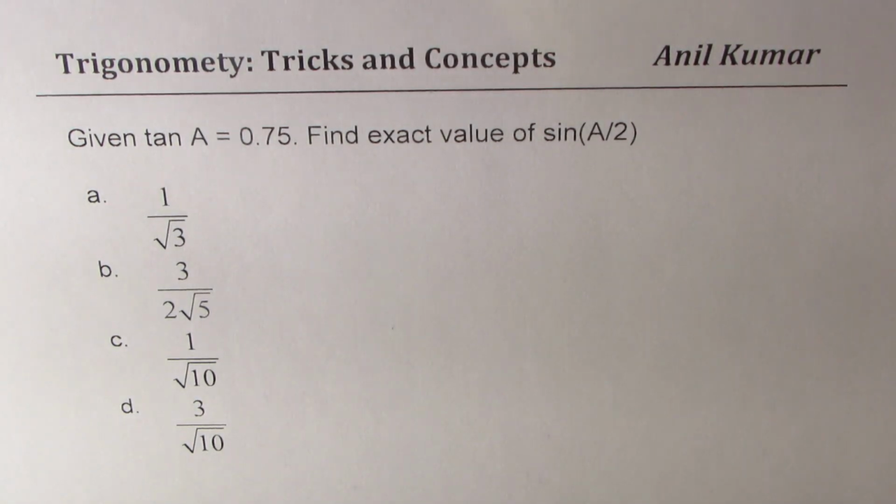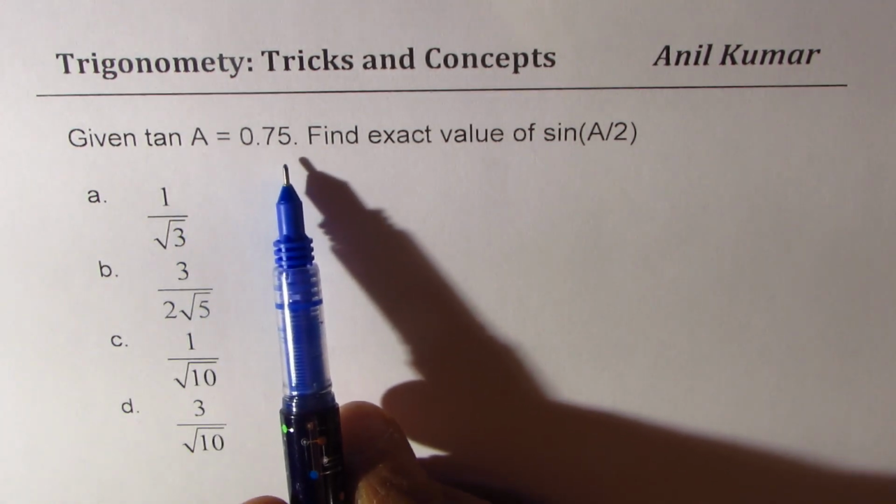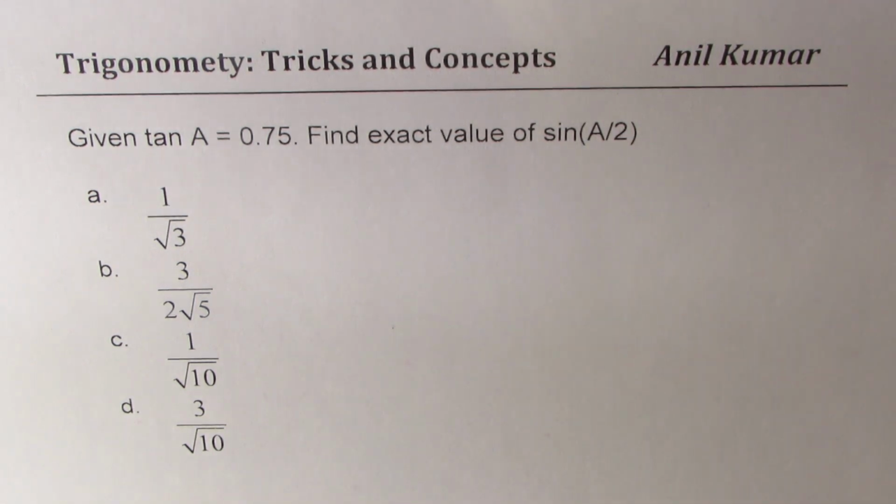Here is another multiple choice question which you can find in many interesting test papers for advanced mathematics. Given tan A equals 0.75, find the exact value of sin(A/2). Four options are given to you.